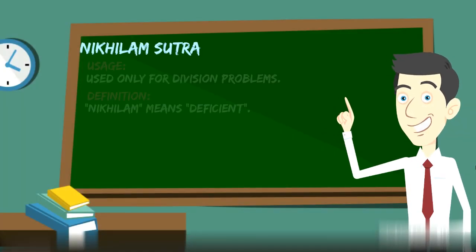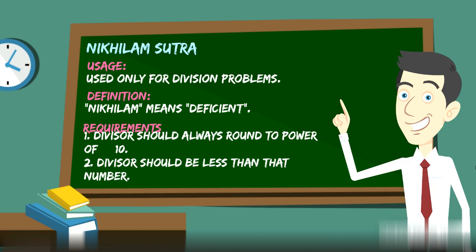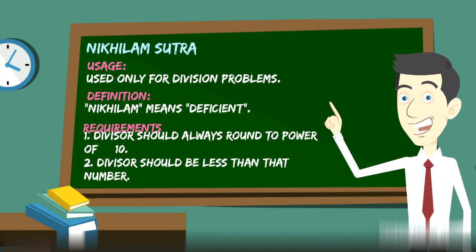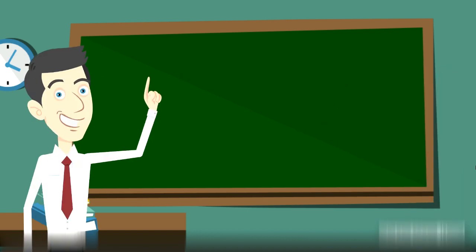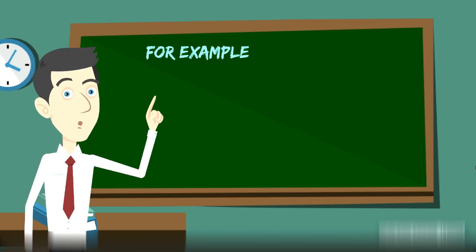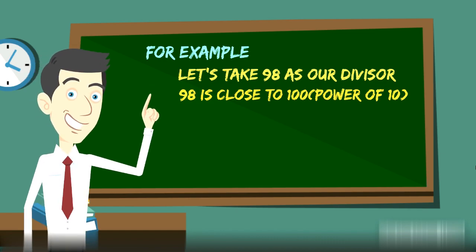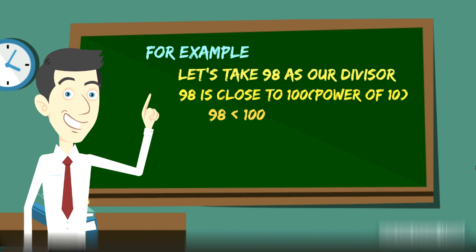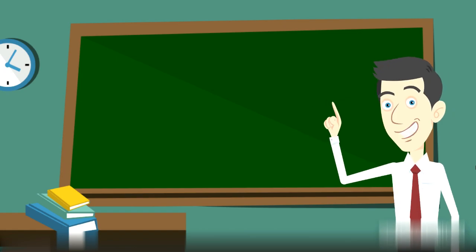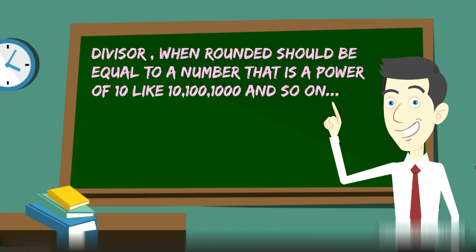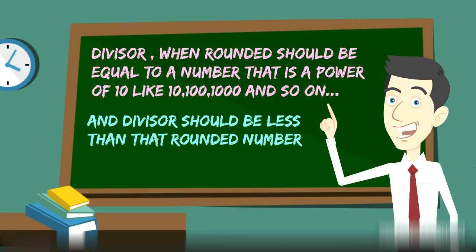Now, the basic requirements needed to use this sutra in our division calculations are: number one, divisor should always be rounded to the power of 10. And number two, divisor should be less than that number. For example, let's take 98 as a divisor. 98 is close to 100. That's a power of 10. And 98 is less than 100. So we can use Nikhilam Sutra for problems where the divisor, when rounded to the nearest tens, hundreds, thousands, or so on, should always give us the power of 10.